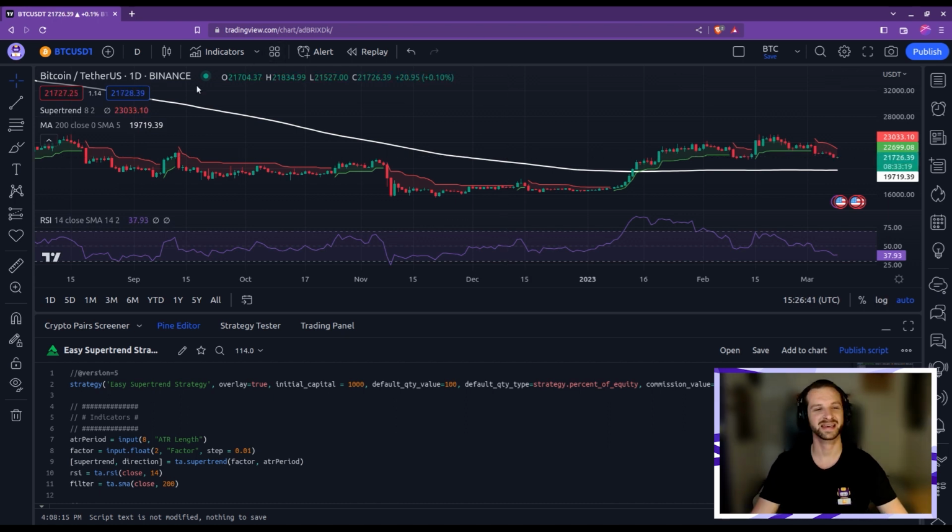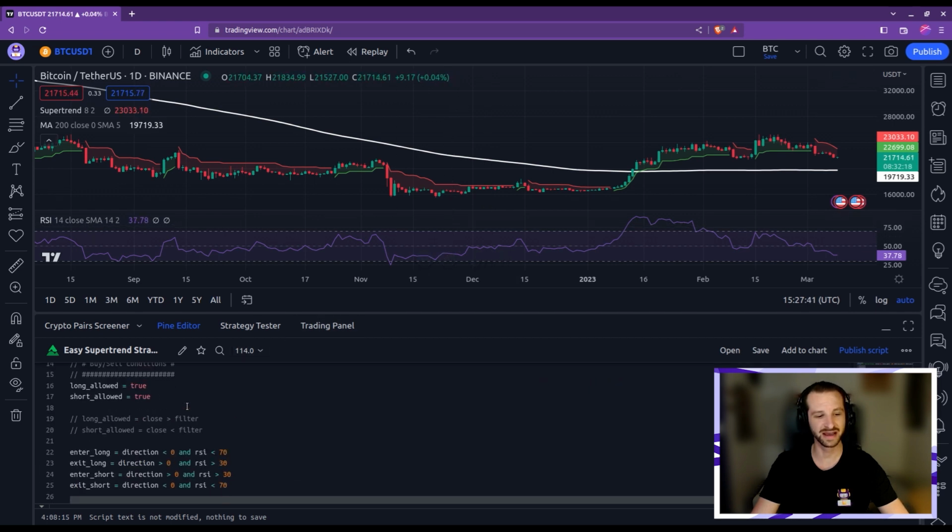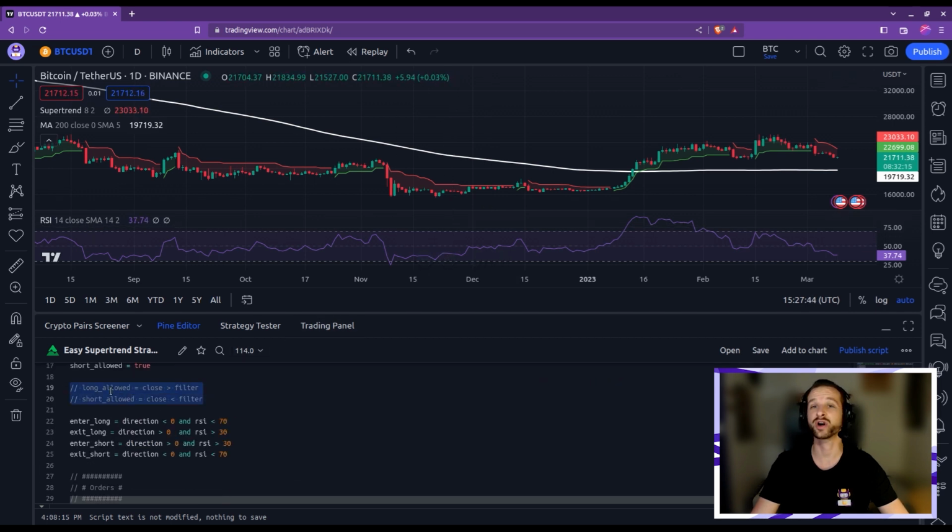So let's find out. Here's a silly little super trend strategy that I built. Basically the idea is to take a long when the super trend turns green, and when it turns red, you sell and you take a short and then you start again. So first, let's run this strategy without any filters on when we can do the long or the shorts.